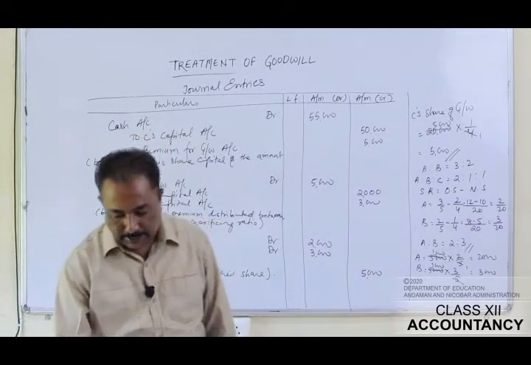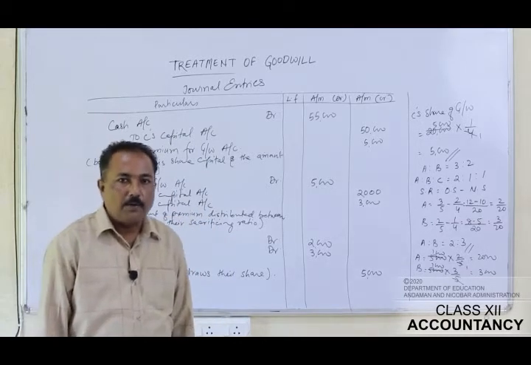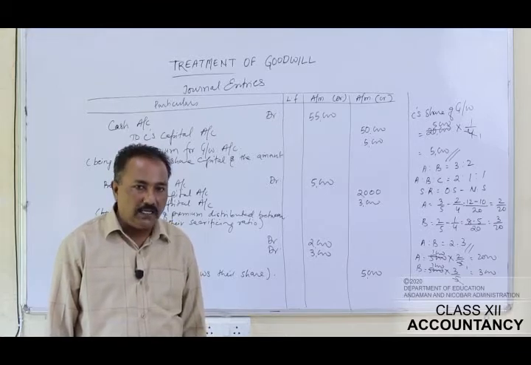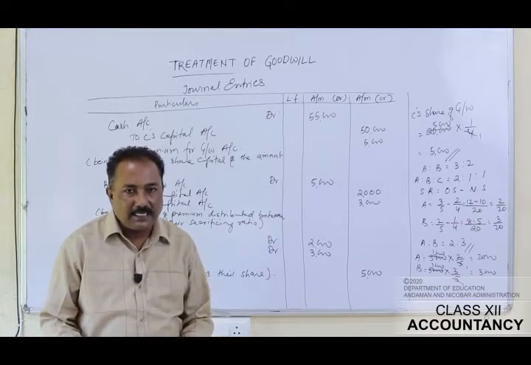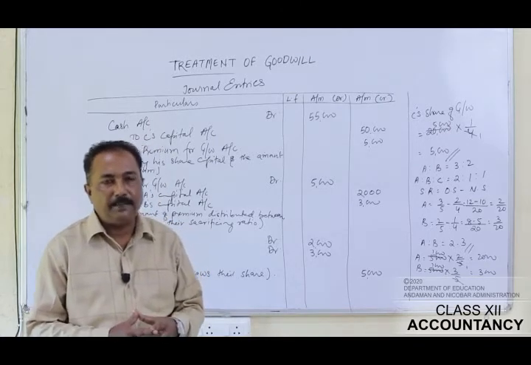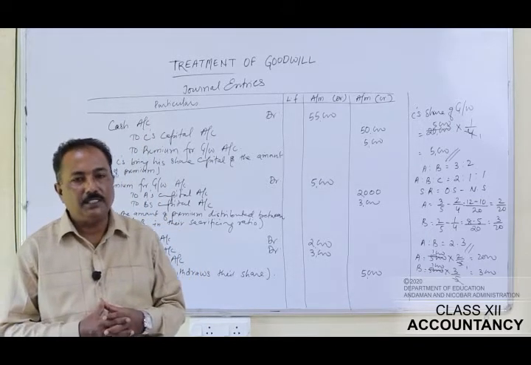What is the next case? The next case is when the new partner brings only a part of the premium for goodwill in cash. What general entry at that moment will be passed? Now for that purpose, we will take a question.